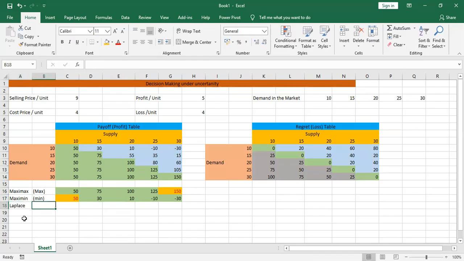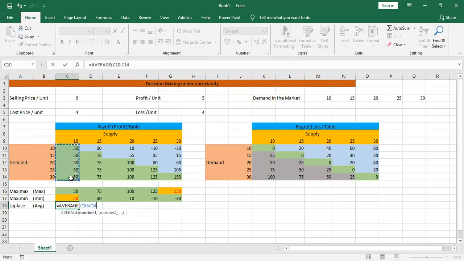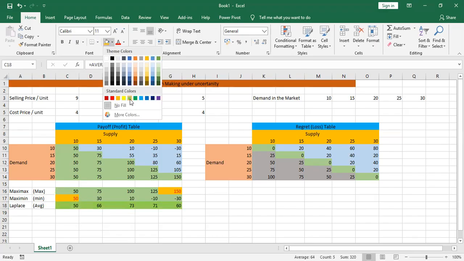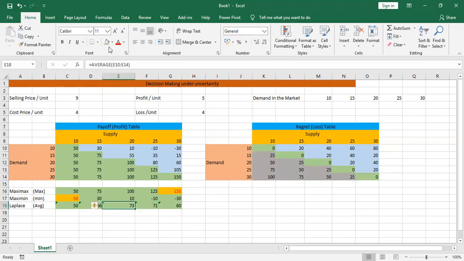Number 3 is Laplace. Laplace is basically average. You have to take the average of the values. So I'm going to take the average of the first column. That is 50. Similarly, I took the average of all columns. In average, you will select the maximum. The maximum is 73. So this is the answer.